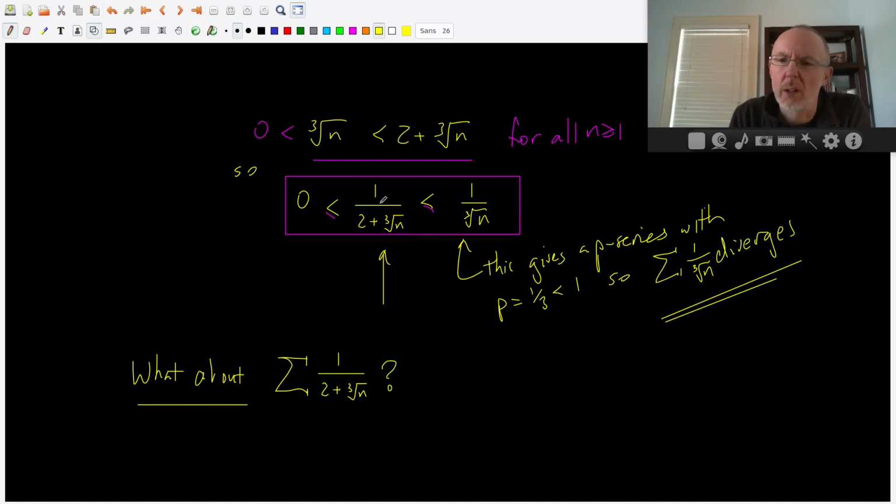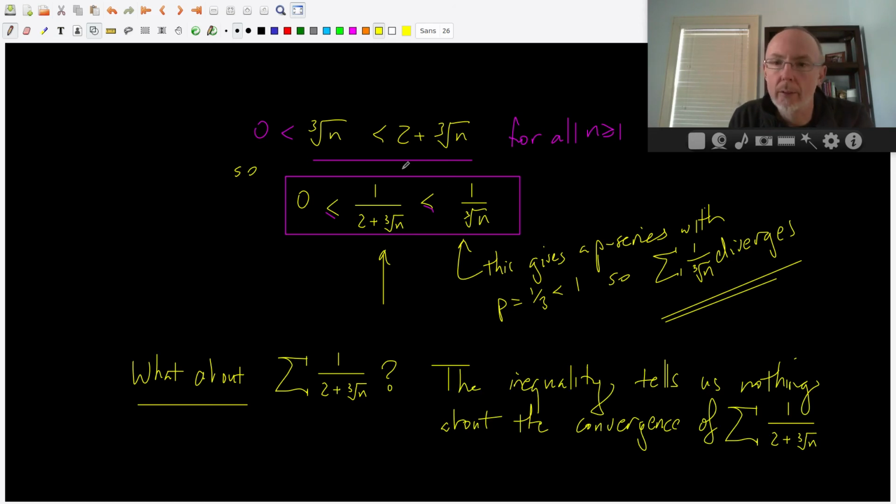But these are smaller, so our test doesn't tell us anything, right? It's telling you that when you add 10 plus 10 plus 10 plus 10 plus 10 for all infinity, it diverges. That's not very surprising. And it doesn't tell you anything about what happens when you add numbers that are smaller than 10. And these numbers are smaller than 10. Well, in fact, they're smaller than these. And so this tells us nothing, right?